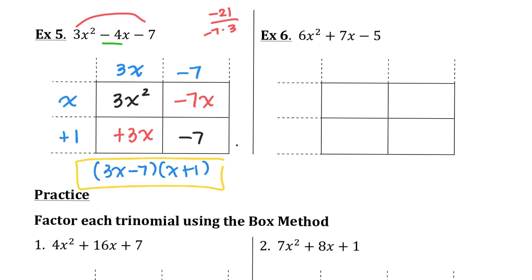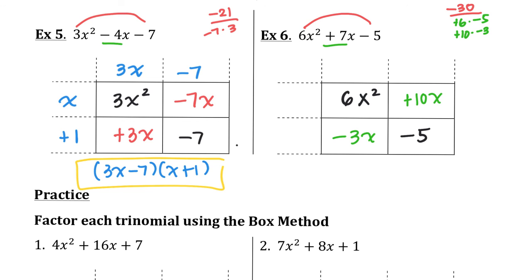Okay, one more. I'm going to go ahead and put the first term and the last term in the boxes. Okay, 6 times negative 5 is negative 30, so it's going to be a positive and a negative. Because the middle term is a positive 7, the bigger number is going to take the positive. So let's see, if I do positive 6, negative 6 minus 5 is 1. No. Positive 10, negative 3. 10 minus 3 is positive 7. There we go. So it's a positive 10x and a negative 3x.